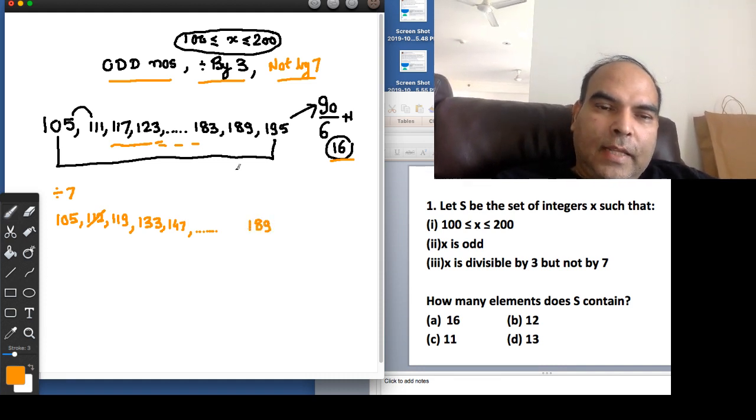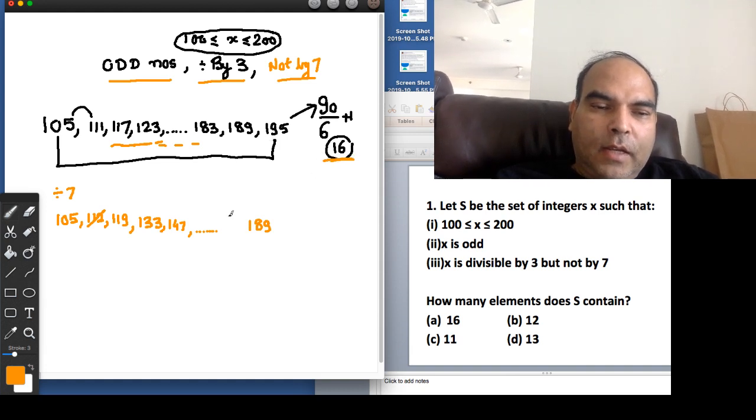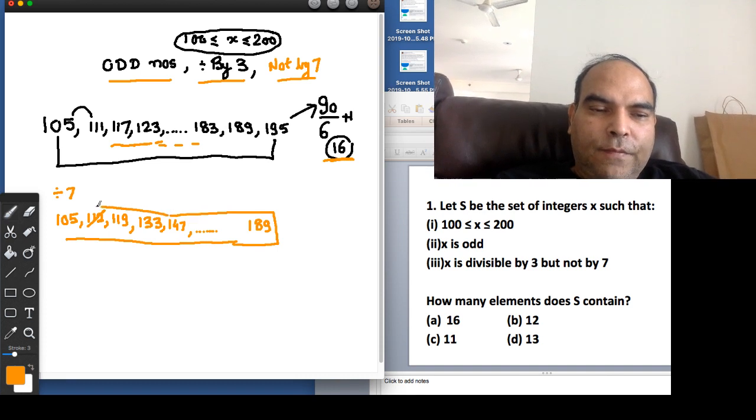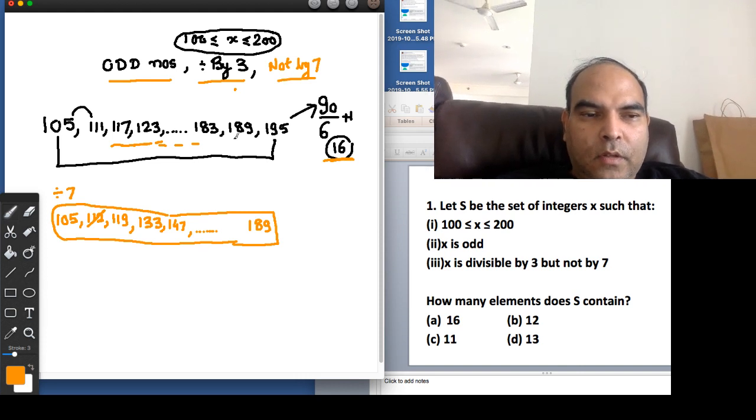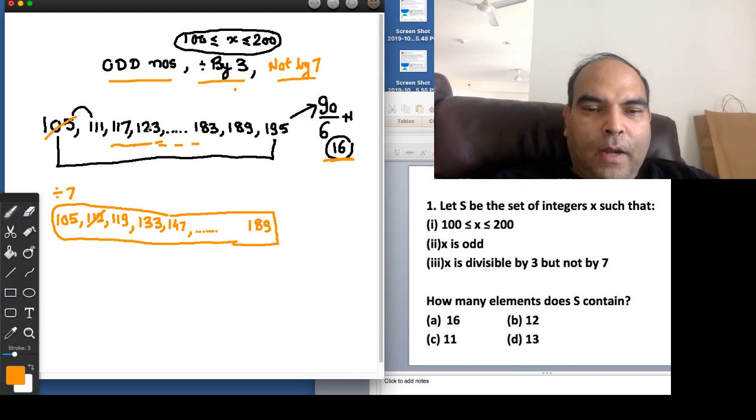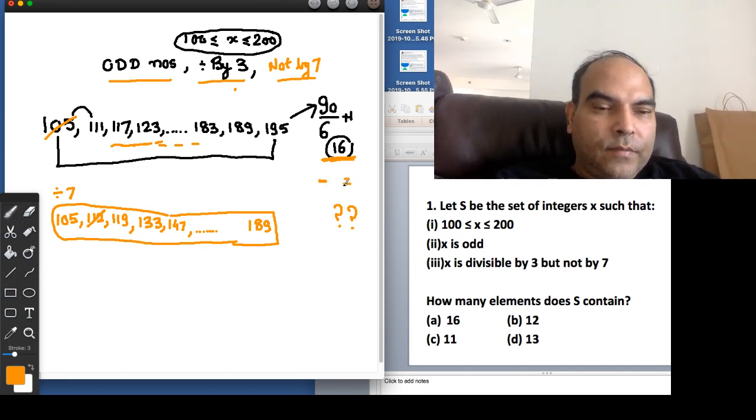So in these 16 numbers that you have, how many numbers are there in this series? Once you can find that, you have to subtract it because this is the condition you have to eliminate. If the number is odd, divisible by 3 and also by 7, then you don't have to count it. So very clearly 105 should not be counted in this 16. So the key question becomes how many numbers are common between these two series. That is the subtraction from the 16 to get the answer.